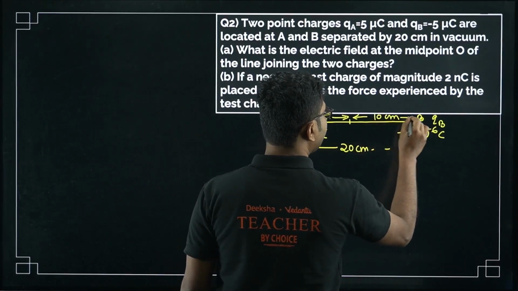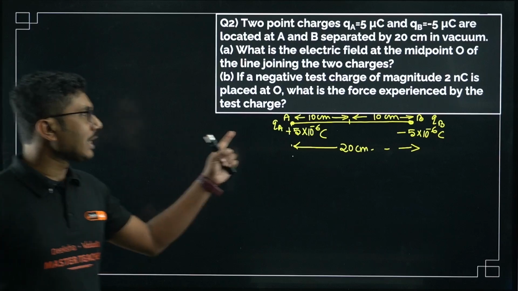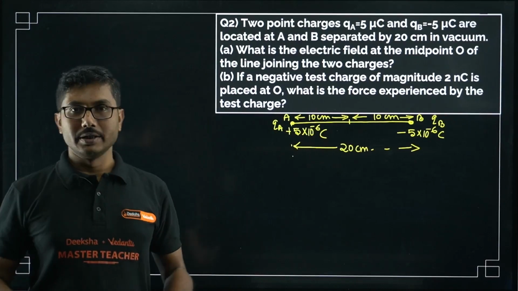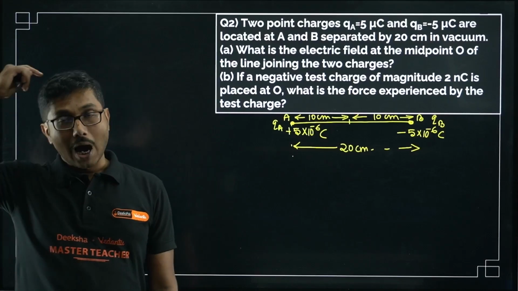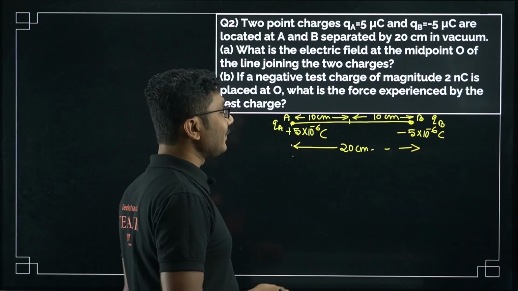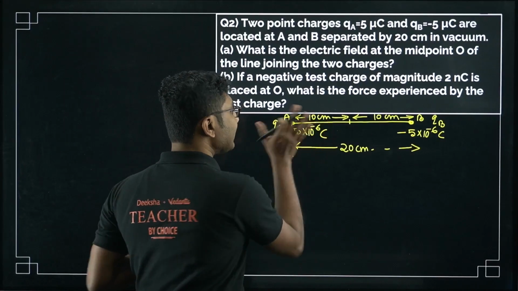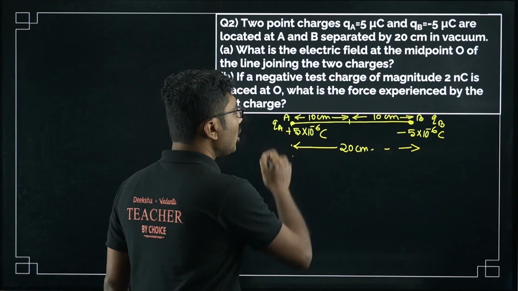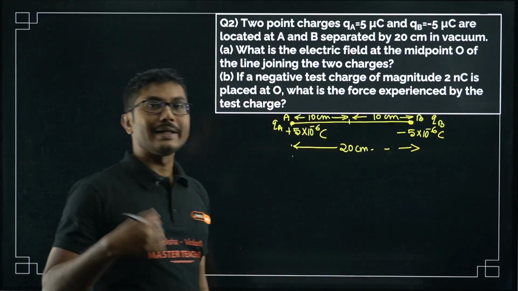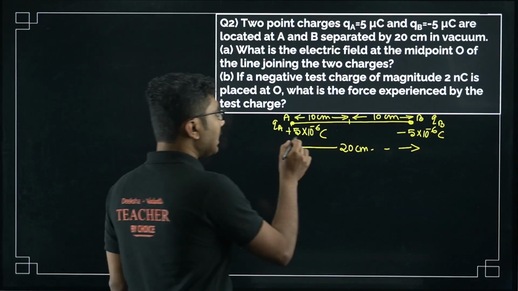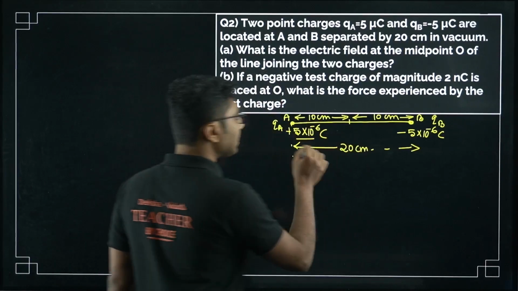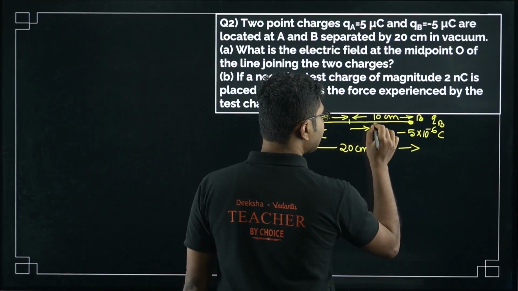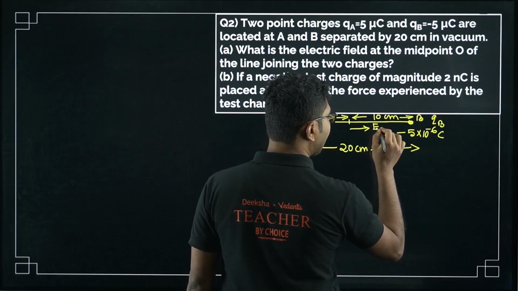Why are we doing this kind of thing? Because when two charges are given and you are asked to find the electric field, very careful, electric field. How to find the electric field? First we will use one single charge. We will forget what the second charge is. For this charge, we will find the electric field and its direction. This is a positive charge, so the electric field will be away from it. So this is the electric field due to the positive charge, EA.